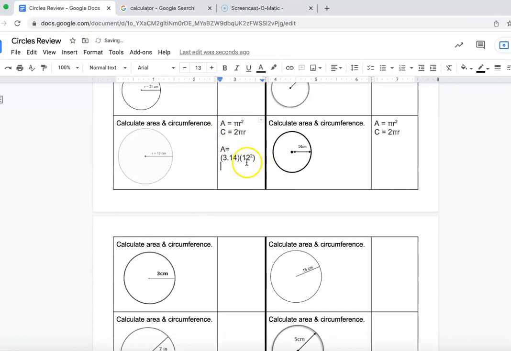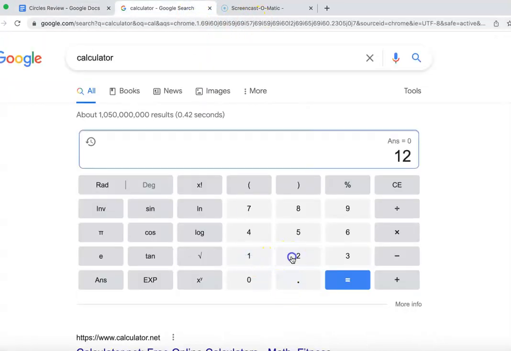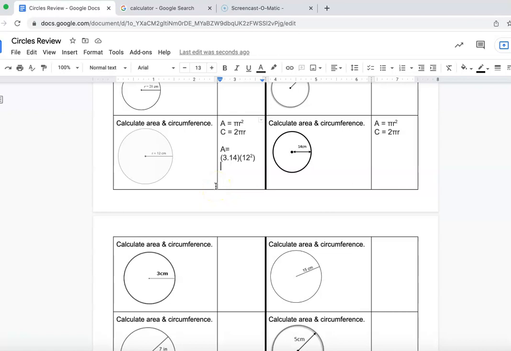So we're going to square 12 first. Remember, the first step is to write the equation. The second step is to plug in the numbers. And then we have to square the radius. We could use a calculator. 12 is the base. You can use the exponent tool to the second power. That just means 12 times 12, which is 144. And then we're going to multiply that by 3.14 to get our area of 452. So the area equals 452.16.